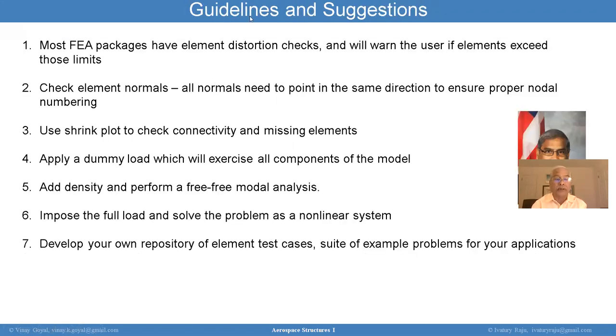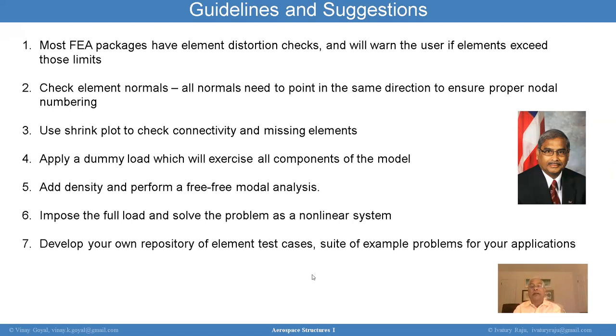Yeah, they do. And here are some guidelines which the general purpose program vendors like Nastran, ANSYS, and Abaqus actually give on their websites. Most finite element packages have element distortion checks and will warn the user if the elements exceed those limits. Okay, the triangle is very ill-formed, so to speak. Check element normals. All normals need to point in the same direction to ensure proper nodal numbering. Use shrink plot to check the connectivities of missing elements.